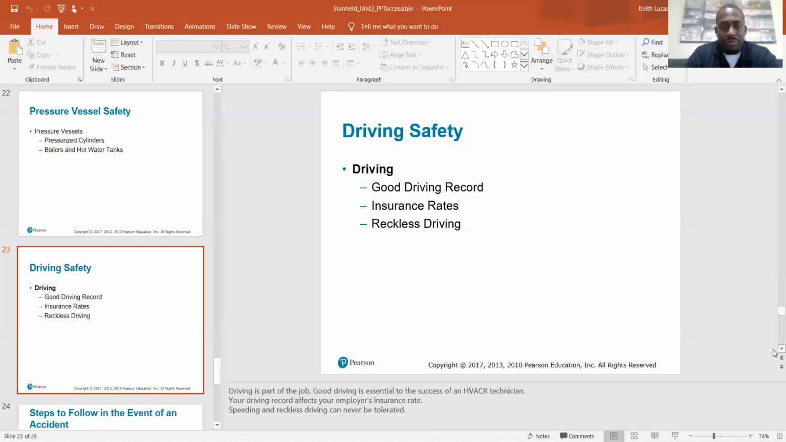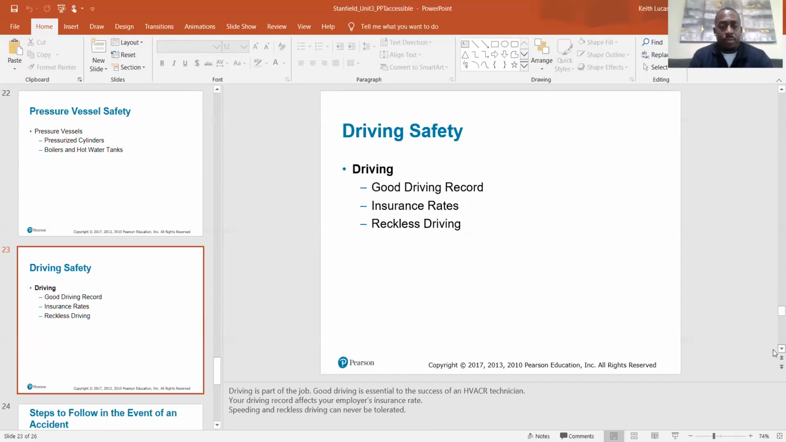Your driving record affects your employer's insurance rate. Speeding and reckless driving can never be tolerated. So if they can't insure you, they're not going to want to hire you. And when they say they can't insure you, that means they won't insure you because you cost too much. Or sometimes there are insurance companies that'll be like, nah, we don't want to cover that guy. So that will affect your employability.